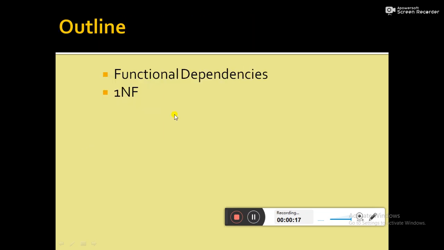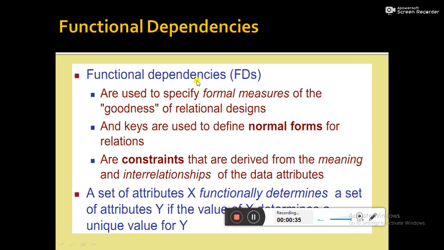These are the topics which I am going to cover during my lecture. First, I will discuss the concept of functional dependencies, and then I will discuss the first normal form in normalization, in short, 1NF. So before discussing 1NF, let's know what functional dependency is.